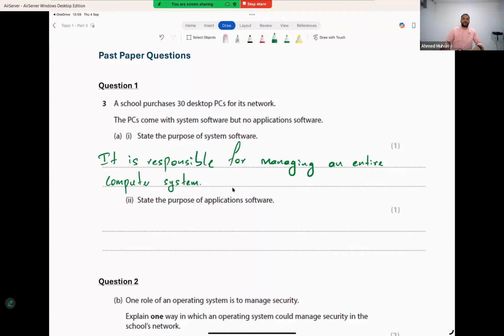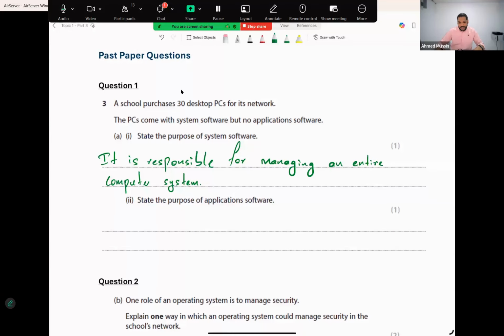Right. State the purpose of application software. So you want to do calculations, you will go for an application called Excel maybe, for spreadsheet software. You want to edit a video, you'll go for video editing software. You want to browse the internet, you'll go for web browsing software. So what do they do? Performing what tasks?